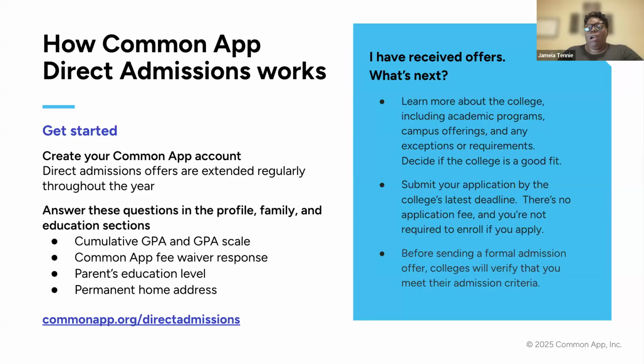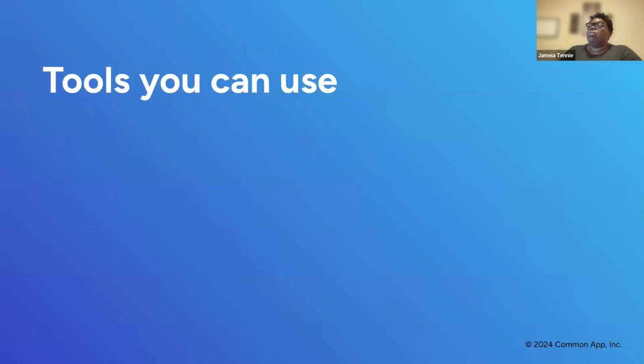So in your Common App section, you would just complete these particular items in your profile, family, and education sections: cumulative GPA and GPA scale, and the Common App fee waiver response, which I talked about. You would go in and say that you qualify for that, and then, of course, your counselor needs to prove that you do. Also your parents' education level, as well as your permanent home address.